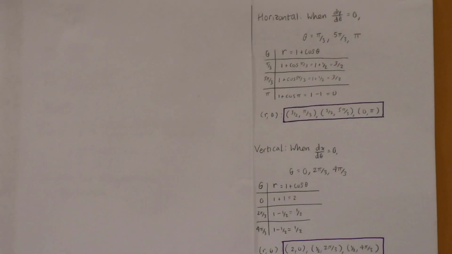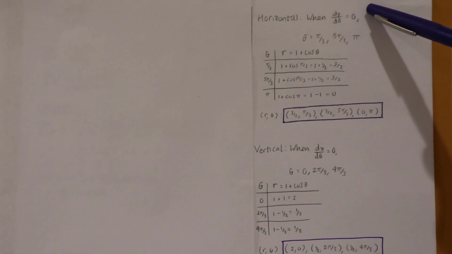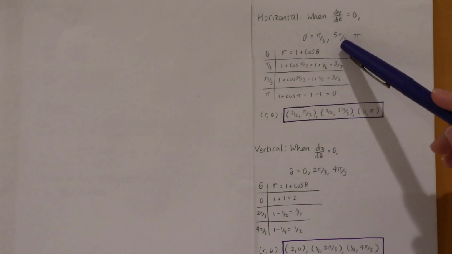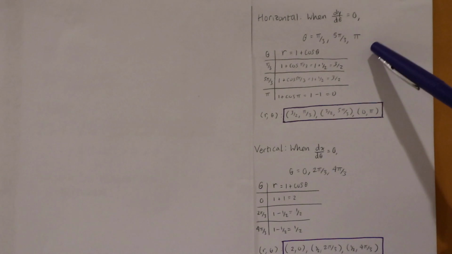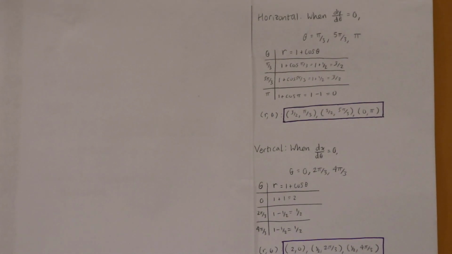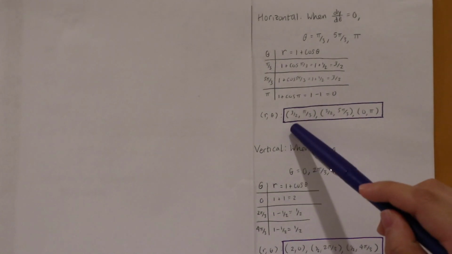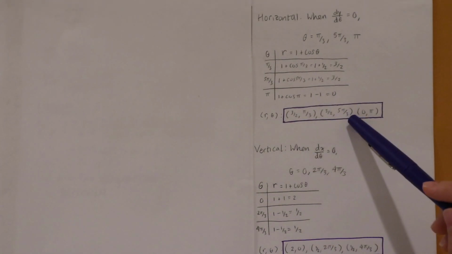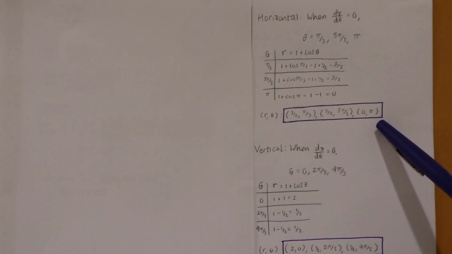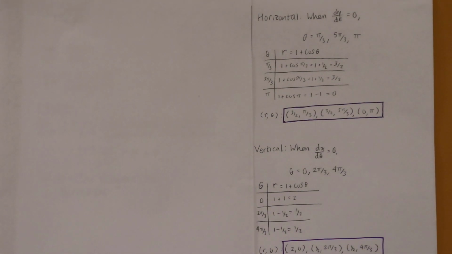Using all the information we've gathered up to this point, we can finally answer the question and find all the coordinates. When the tangent line is horizontal, or dy d theta is 0, theta is pi thirds, 5 pi thirds, and pi. Plug those values into the original equation to get r, and the coordinates you get are 3 halves comma pi thirds, 3 halves comma 5 pi thirds, and 0 comma pi. So those are the points where the tangent line is horizontal.